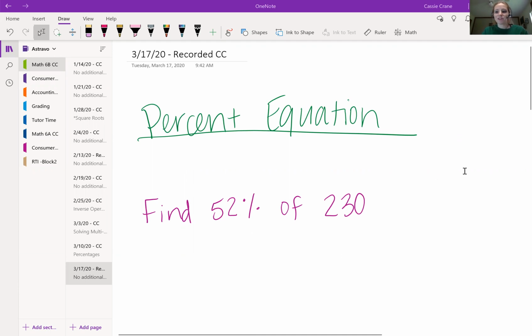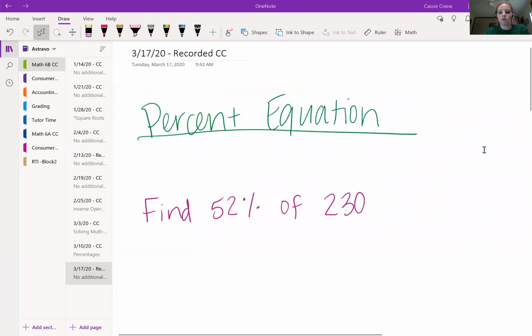But we're going to talk about our percents module. We're actually finishing that up this week, starting with the percent equation lesson. So that's where I'm going to start today, and we're just going to work through those last 3 lessons in that module. So it's the percent equation, solving application problems, and simple interest. Okay, so we're starting with that percent equation.